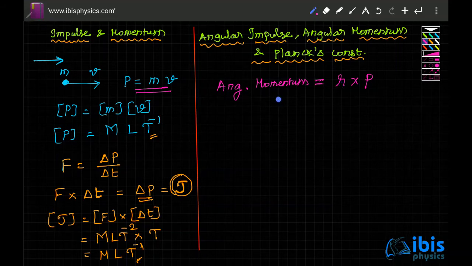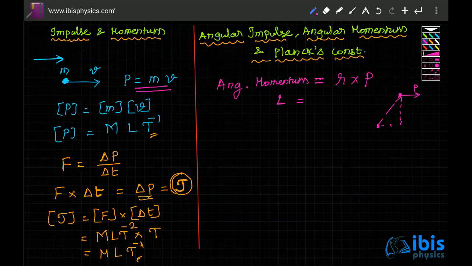Angular momentum is referred to by the letter L. L is equal to r cross p. Suppose one object is moving with a momentum p; about this point its impact because of its rotation is this momentum into the perpendicular distance to this point. So r cross p, where r is the distance. So the dimensions of angular momentum is the dimensions of r, which is length, into the dimensions of momentum, which is M L T power minus 1. Then the dimensions of angular momentum is M L square T power minus 1.